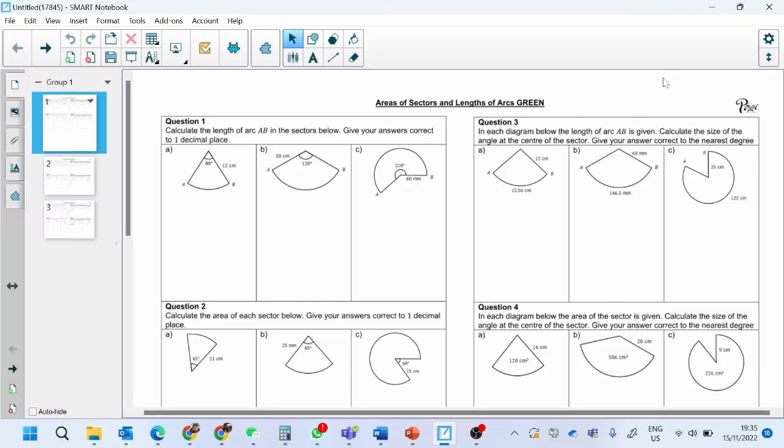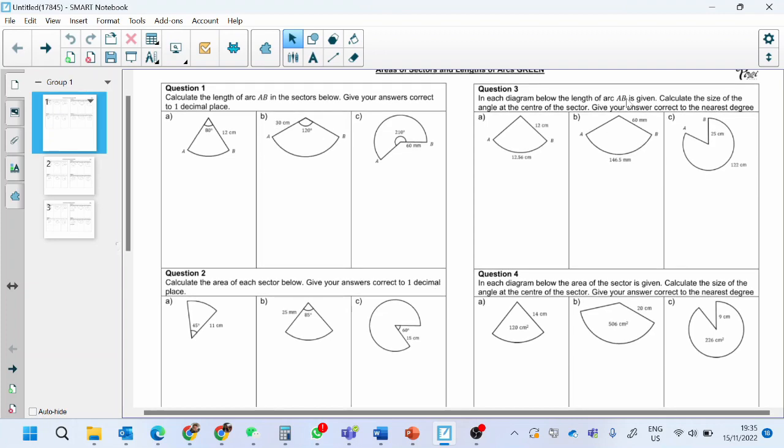Okay, so how to solve the areas of sectors and lengths of an arc in a circle. In this type of question, it says, calculate the length of arc AB in the sector below. So here we have to calculate only the length of the arc. We don't have to calculate the whole perimeter around this sector. Rather, we have to calculate the length of the arc.